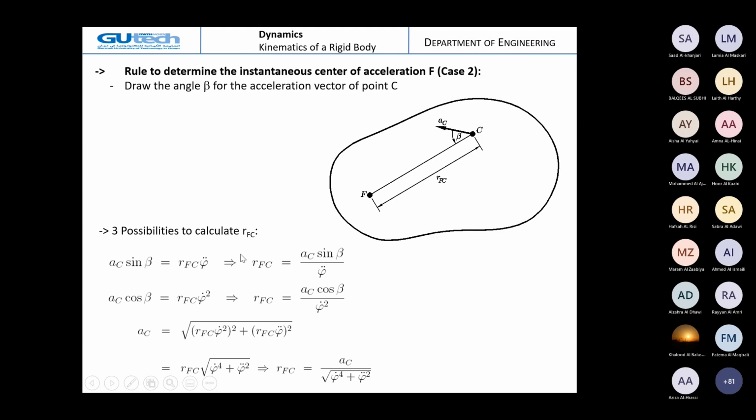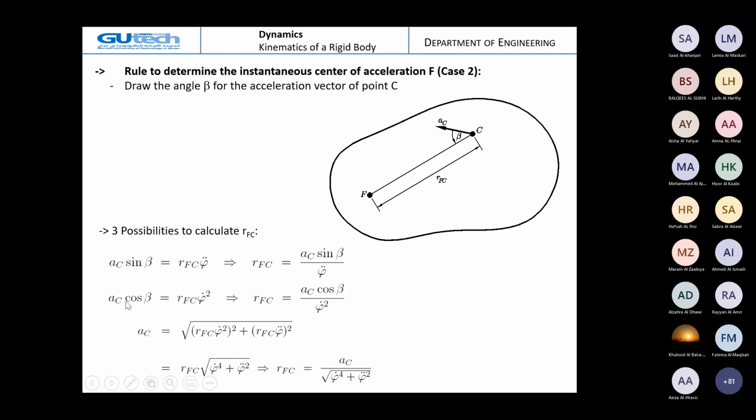Now there are three possibilities to calculate RFC. Either we take the acceleration AC times sine beta, that means this position here, it's only the normal one, RFC phi dot dot. Then we get RFC from this relation. Of course, knowing the acceleration AC, we know phi dot dot, and we know the angle beta.